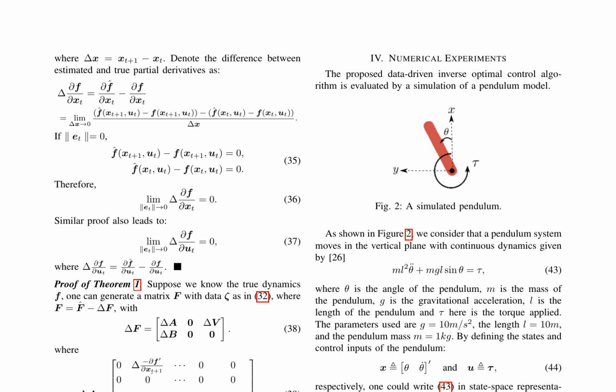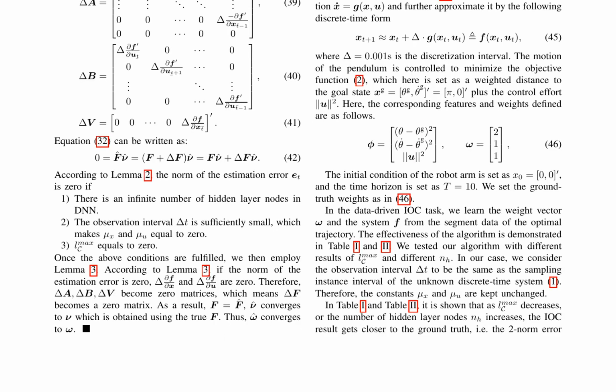The proposed data-driven inverse optimal control algorithm is evaluated using a simulation of a pendulum model, described by the continuous-time dynamics equation 43. The equation is discretized to obtain a discrete-time model, 45, which is used to simulate the motion of the pendulum and evaluate the algorithm's performance. The algorithm learns the weight vector and system dynamics F from segment data of the optimal trajectory.